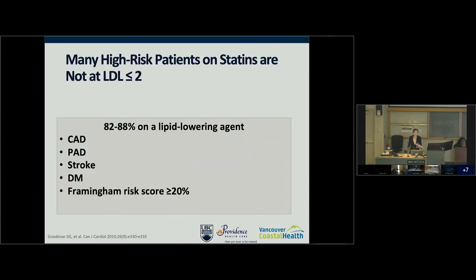Now, we all know this, and we all know we should have our high-risk patients on a statin. And these high-risk patients are those with coronary disease, peripheral arterial disease, prior stroke, diabetes, and Framingham risk score that's 20% or higher. Now, what percentage of people do you think are actually at target, less than 2 for LDL, according to the 2016 guidelines? If you had to throw a number out there, how many people are at target for the high risk?